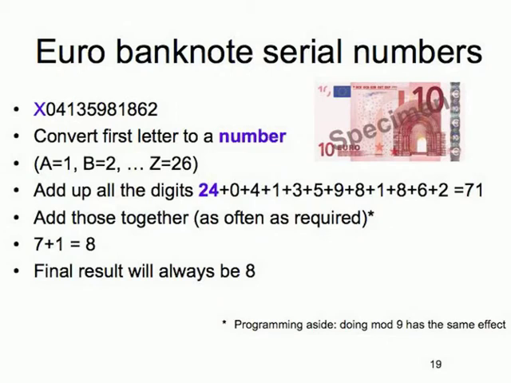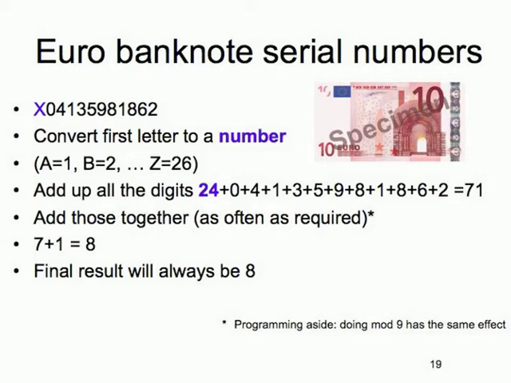Euro banknotes use checksums for the last digit of the serial number. Now, the first digit of the banknote is a letter, and that letter tells you the country that the banknote was printed in. Anyway, whatever about where the note came from, you convert this letter to a number. So A gets 1, B becomes 2, C becomes 3, and so on all the way up to Z gets 26. So X, for example, will be converted to 24.